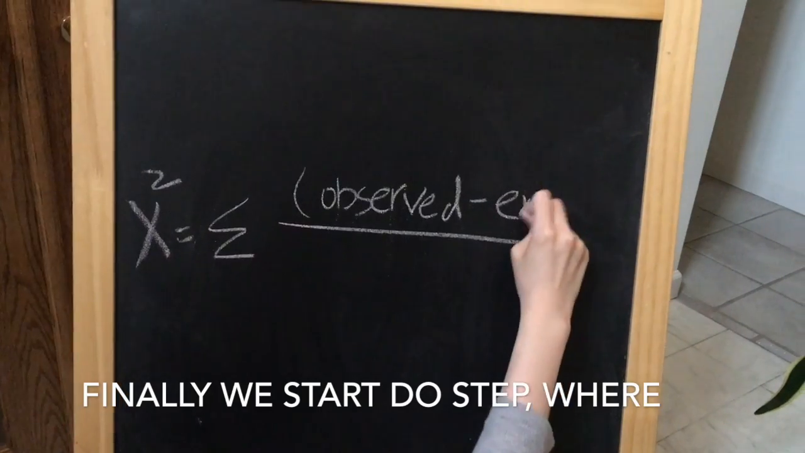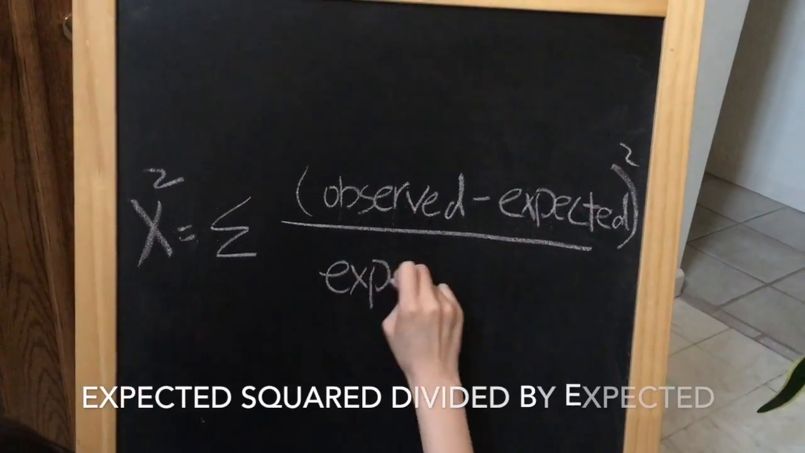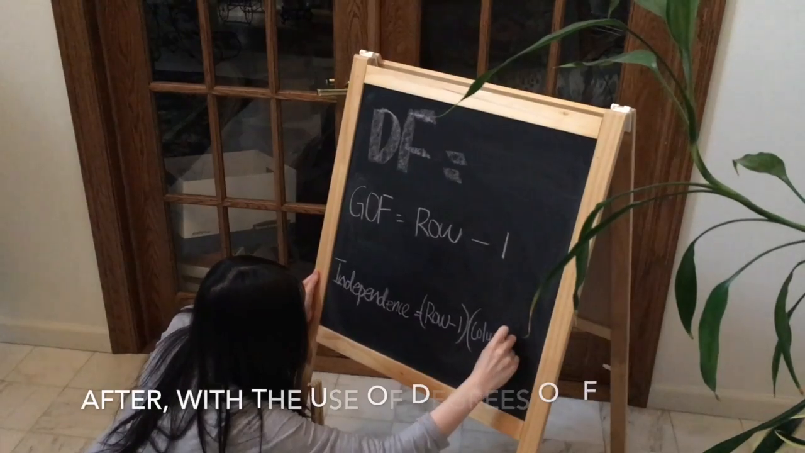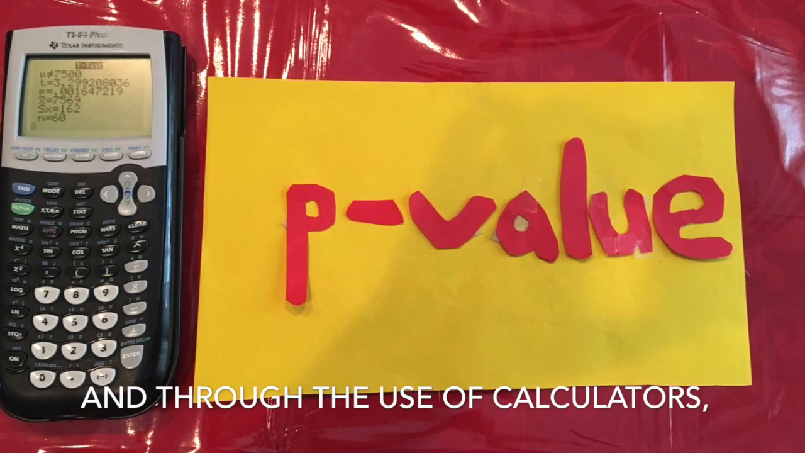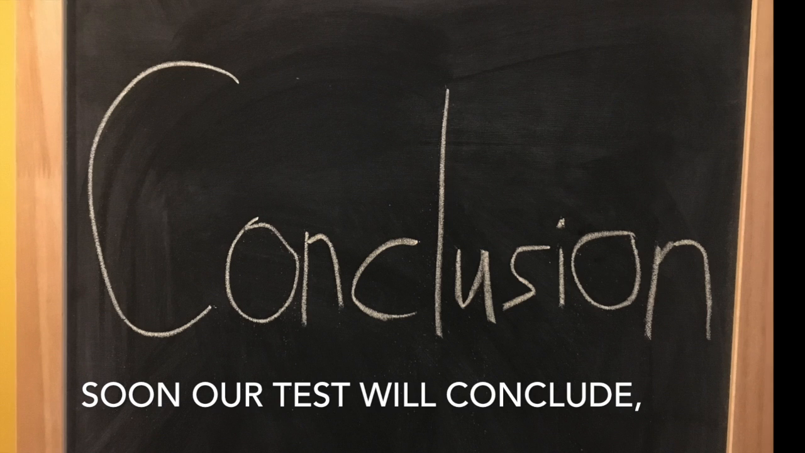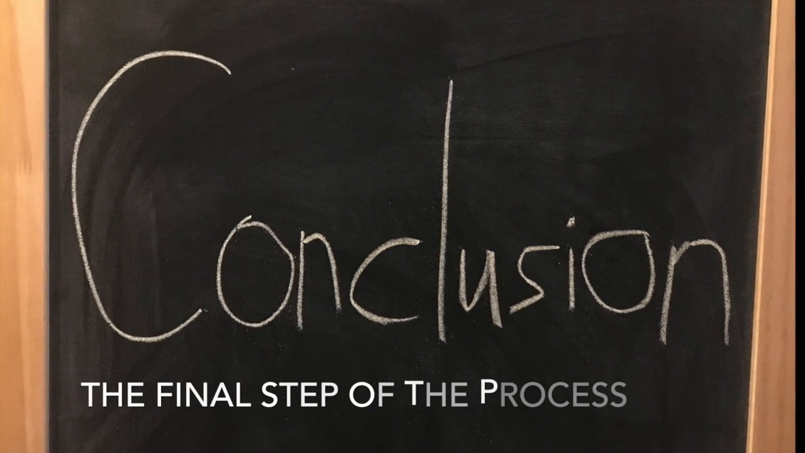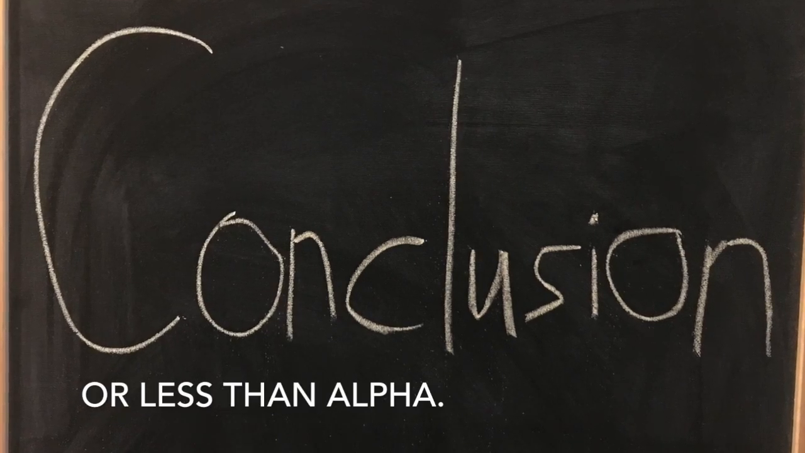Finally, we start the do step, where chi-squared is the sum of observed minus expected, squared, divided by expected. After, with the use of degrees of freedom and a calculator, we find our p-value. Soon our test will conclude with the final step of the process, where our p-value is greater or less than alpha.